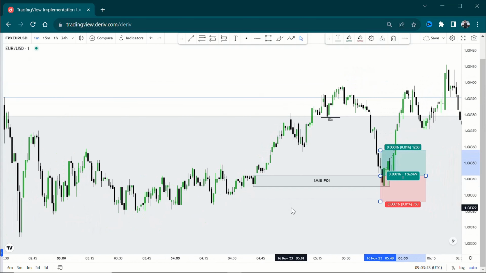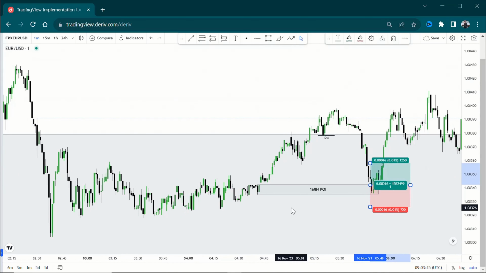If you want to be on the safer side, because sometimes the wick can sweep this and then close within. Not that you are wrong with your analysis, the market just went for liquidity and then closed within and then starts going up. So I would advise you to put your stop loss right below this, because this is your lower low. This is your last lower low here.